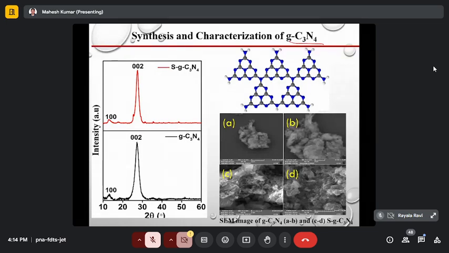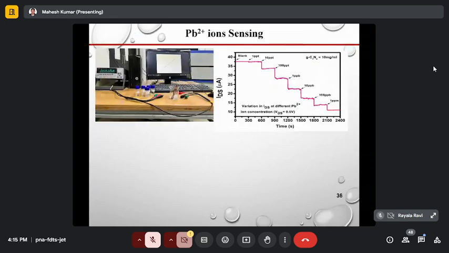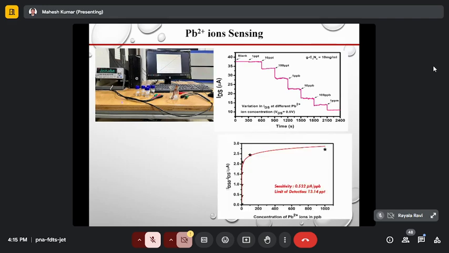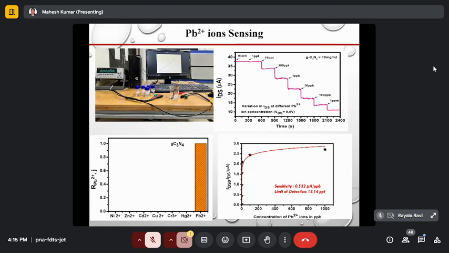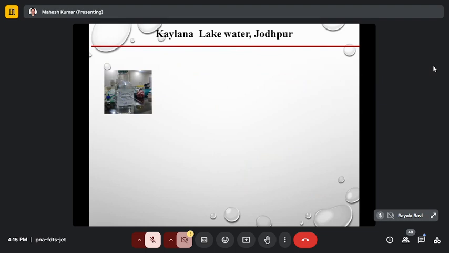So we have used another 2D material, graphitic nitride, and we even tried to dope it with sulfur. Then we made similar measurements here. What we found is that this graphitic nitride is attracting the lead ions, and we got high selectivity towards lead, not the other ions. We got very good sensitivity, and the limit of detection is in ppb. Generally the lead limit is around 10 ppb, so we can easily measure 10 ppb.